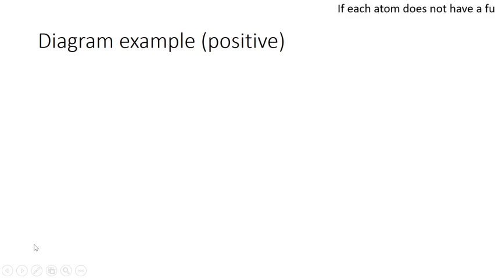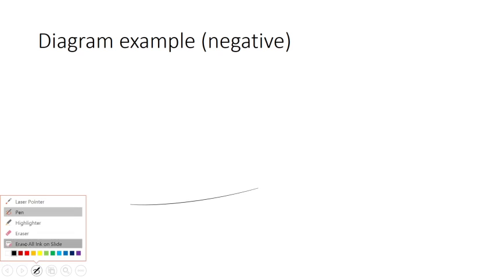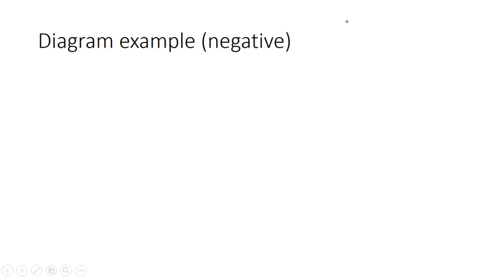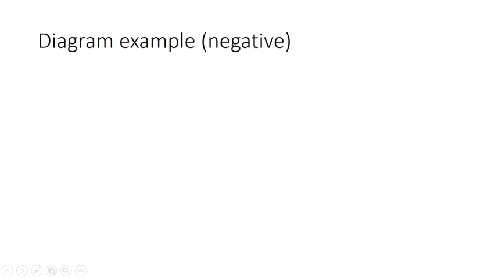We did that. Okay, a diagram of a negative. So let's do carbonate, right? If this thing will cooperate. So carbonate, right? CO3 minus 2.